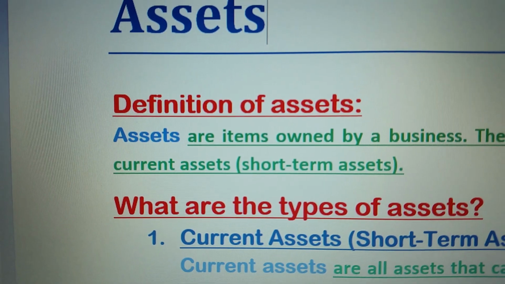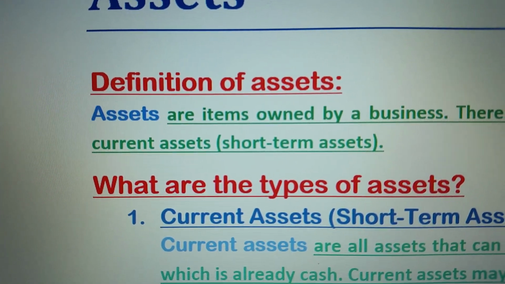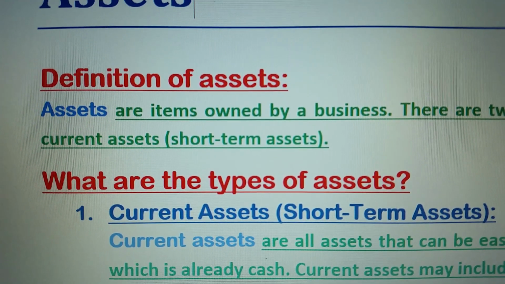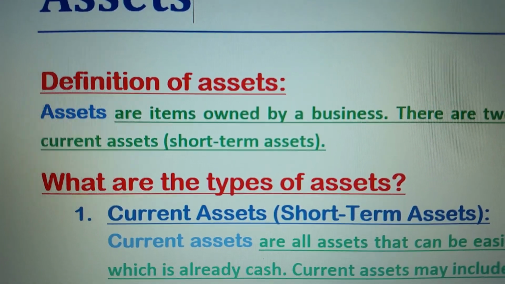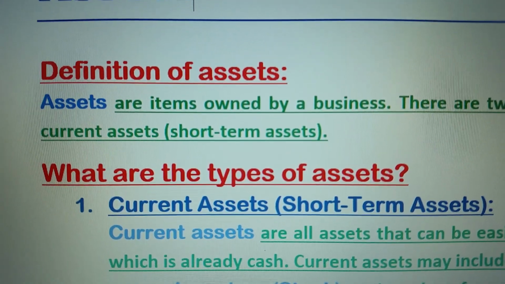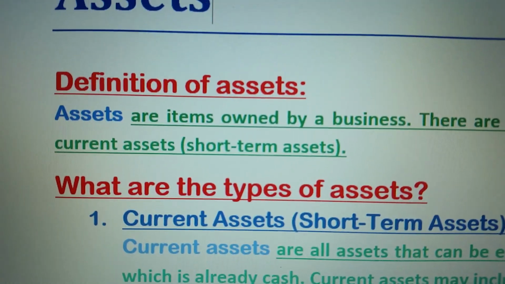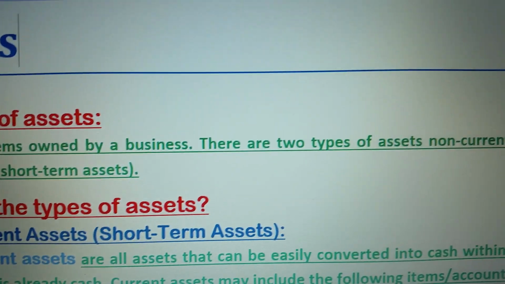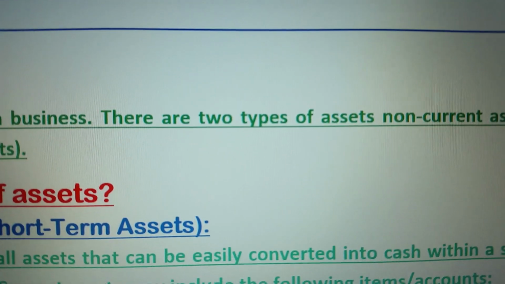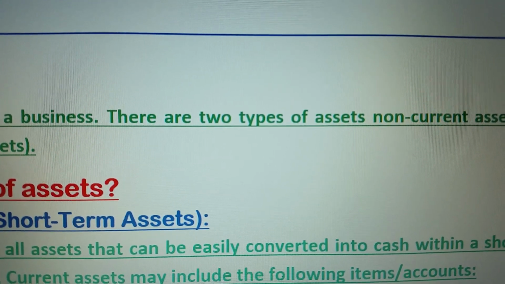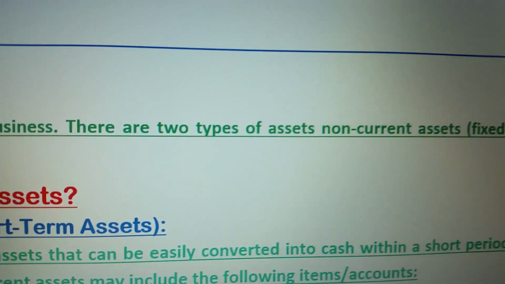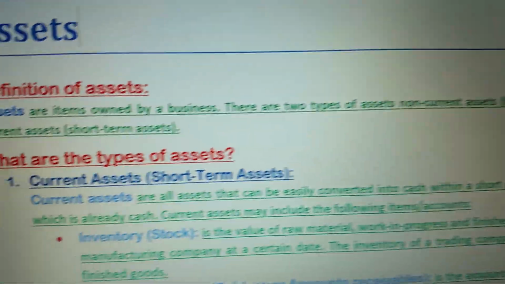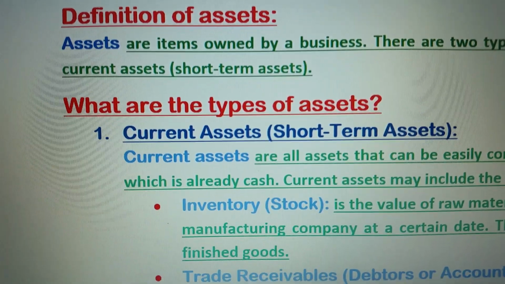Assets are items owned by a business. We can classify assets into two types: current assets and non-current assets.